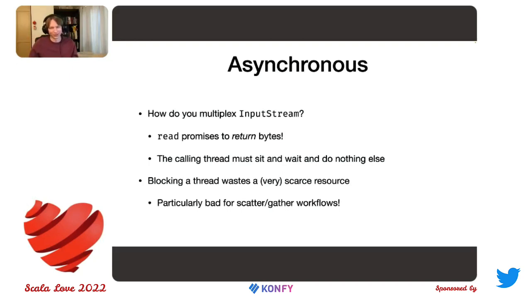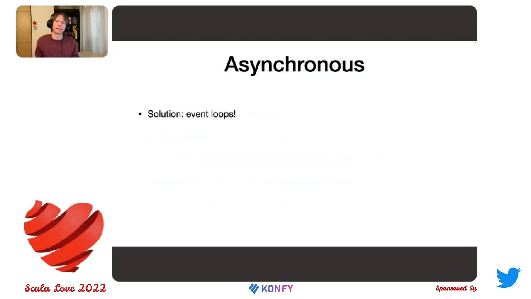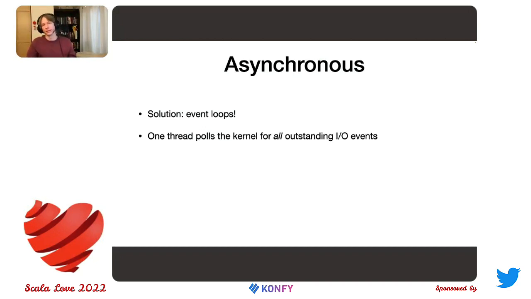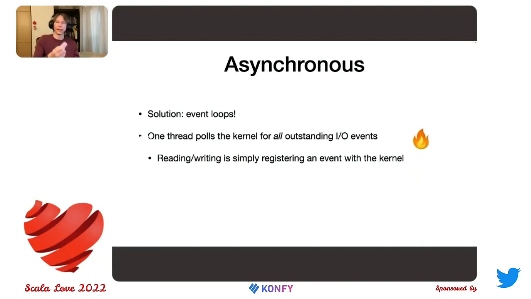So you're wasting a lot of resources and you're blowing away all of these optimizations that we're trying to achieve. So with asynchronous programming, the solution is basically event loops. This is very similar to any other evented paradigm, listeners and callbacks and things like that. The idea is you have a single thread or a small number of threads which poll the kernel for all outstanding IO events, not events specific to a certain connection, but rather anything: reads, writes, failures, all of it gets pulled together and batched up all at once. This then means that if you're another thread that wants to initiate a read or a write, all you have to do is register an event with the kernel and then move on.